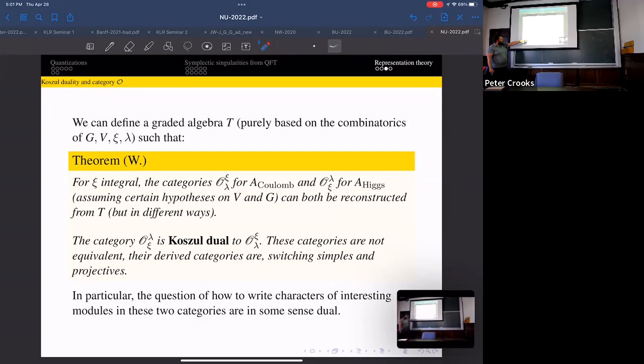Well, note, if you go back to this question about how to write characters of interesting modules, that tells you it's really the same problem in both of these categories.